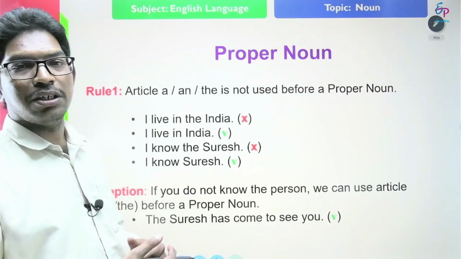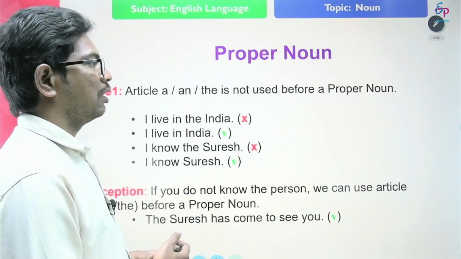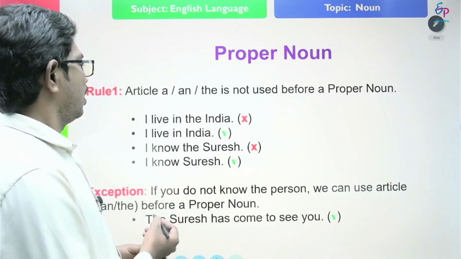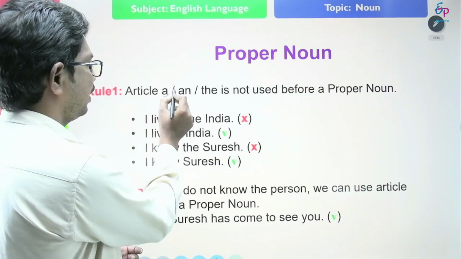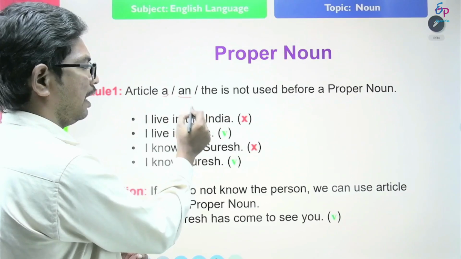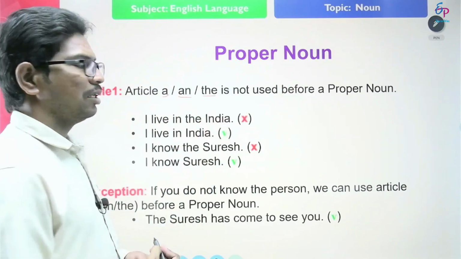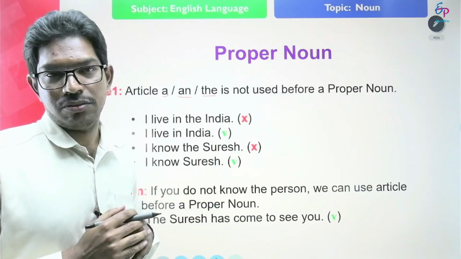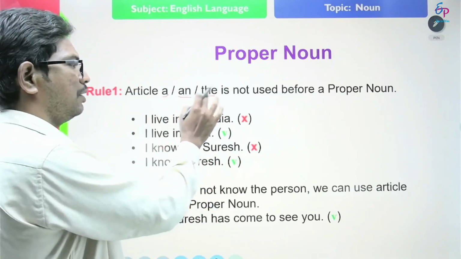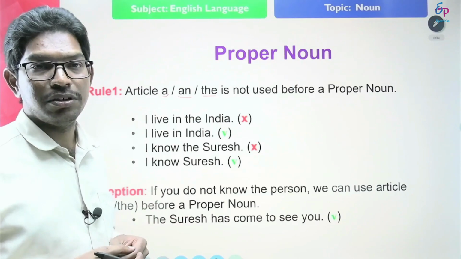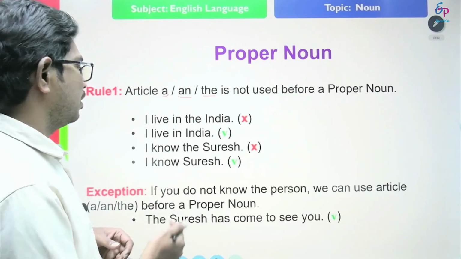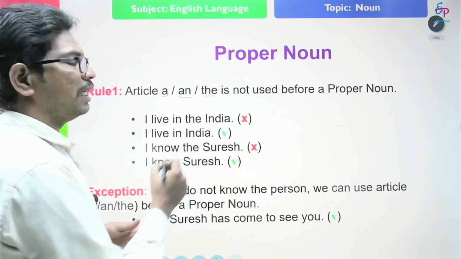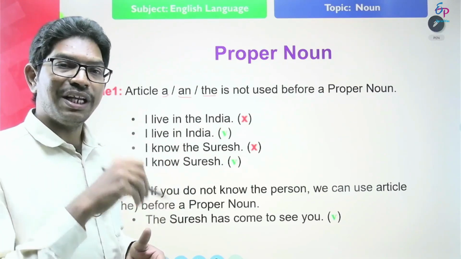And what is the rule we need to learn regarding this proper noun? Article a, an or the is not used before a proper noun. Article a and the is not used before a proper noun. Example, I live in the India.